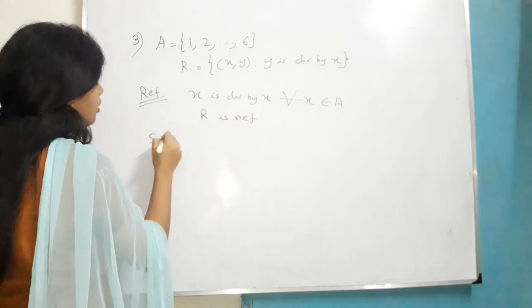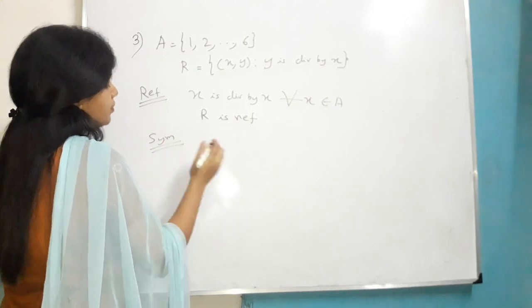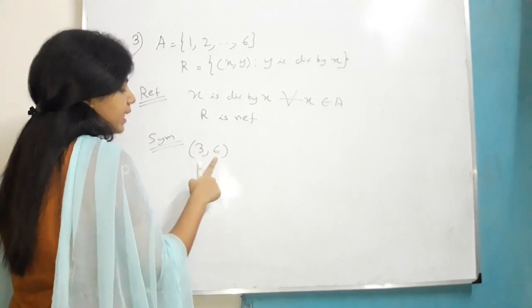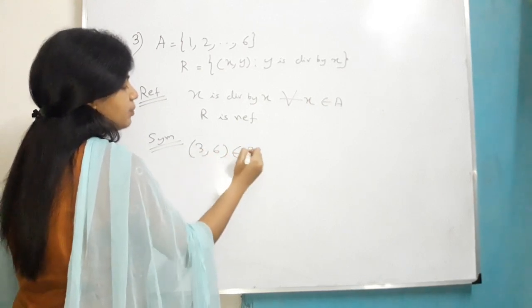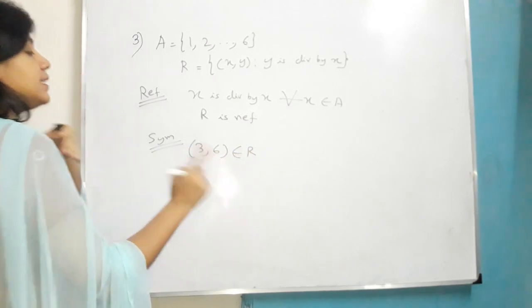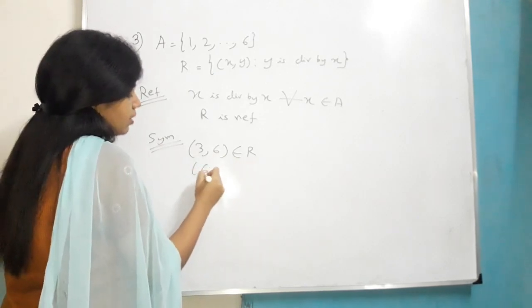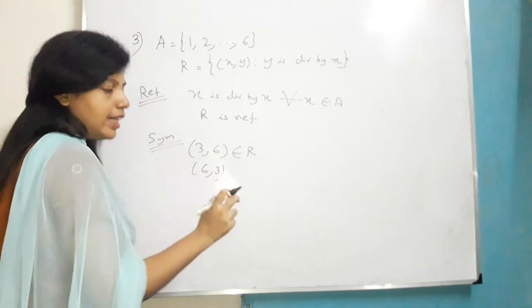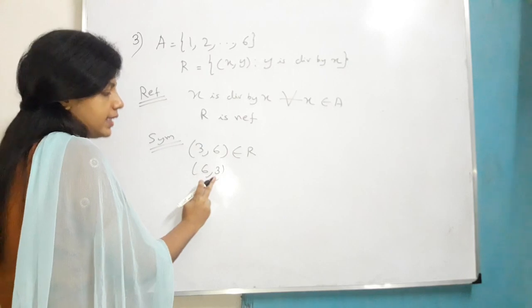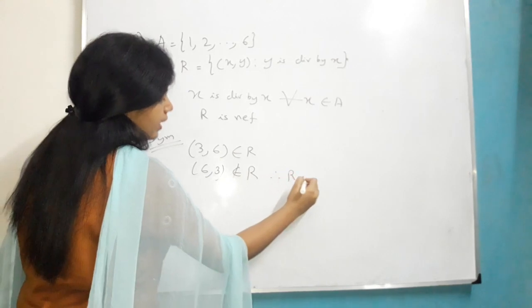Next I will check for symmetric. So for symmetric, if I take (3,6), because you know that 6 is divisible by 3, so (3,6) belongs to R. X is 3, Y is 6. Now I will check whether (6,3) belongs to R or not. If I take (6,3), what is the statement here? 3 is divisible by 6, but 3 is not divisible by 6. That means it does not belong to R. Therefore, R is not symmetric.